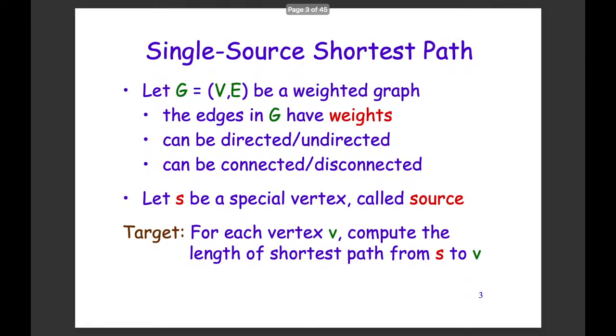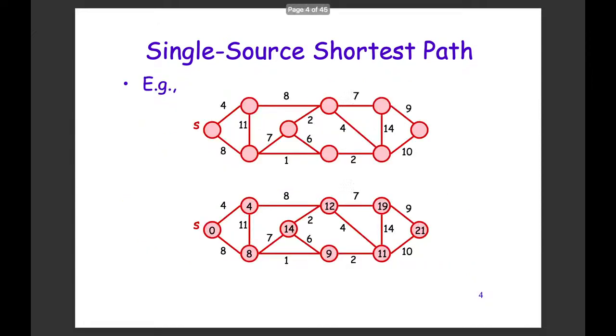So what is the single source shortest path problem? Again, we have a graph G, and this graph is a weighted graph. The edges in G have weights, and the graph could be directed or undirected. It could be connected or disconnected. The problem is we have a source S. We want to find the shortest way that we can travel from S to each different vertex in the graph.